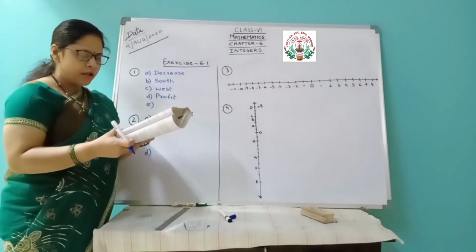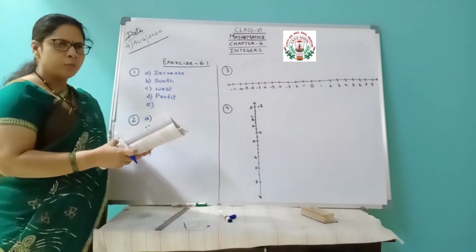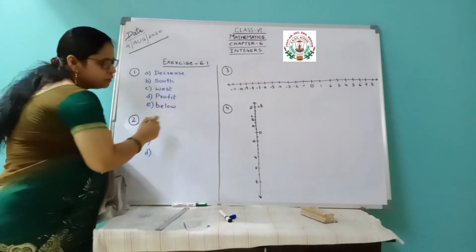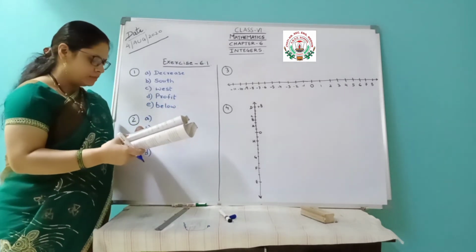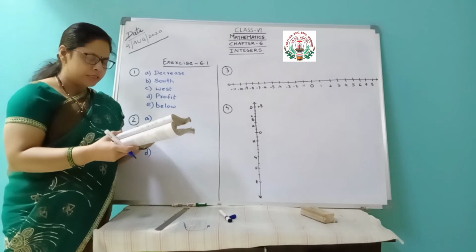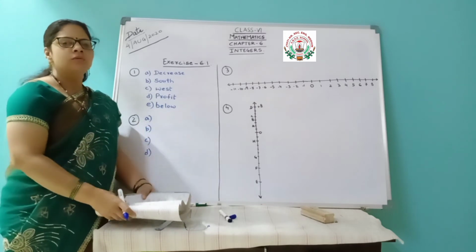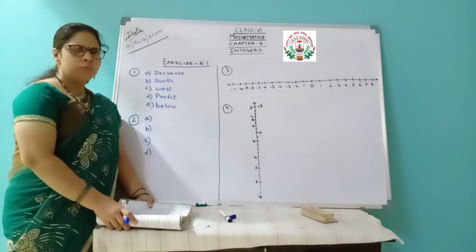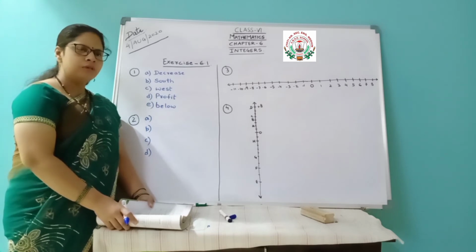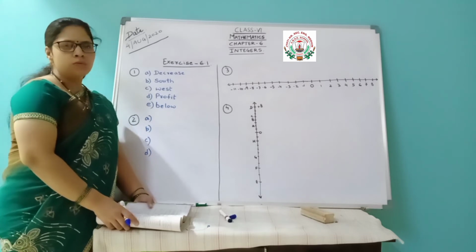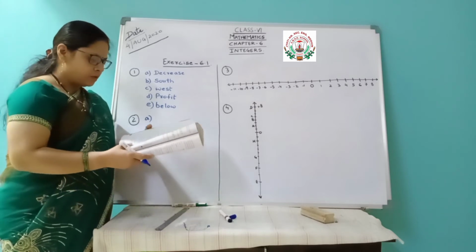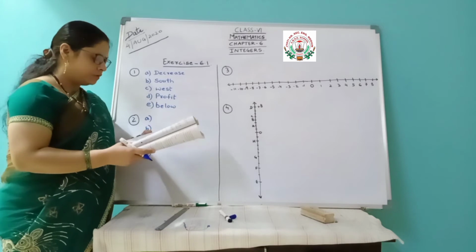Then 100 meter above sea level. Above opposite is below. So in place of above you will write below. The rest of the things will be as it is. Then represent the following numbers as integers with appropriate signs. Sign means either negative sign or positive sign. Integers have negative signs also, positive signs also, and somewhere it is 0 also. So 0 does not have any sign, minus or plus. It will be 0 only. So here you have to write minus or plus sign.